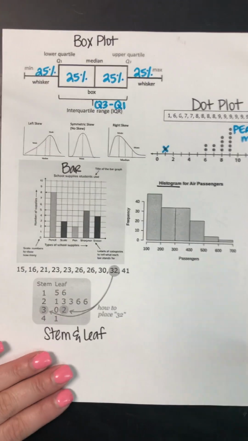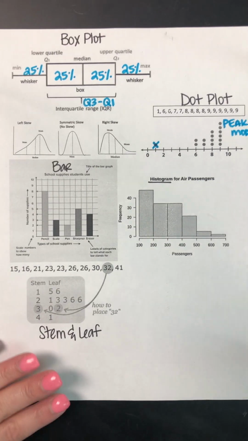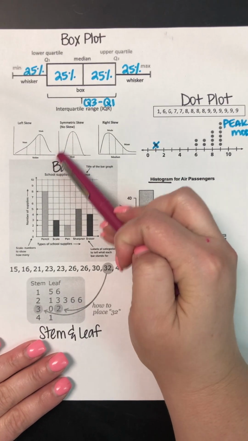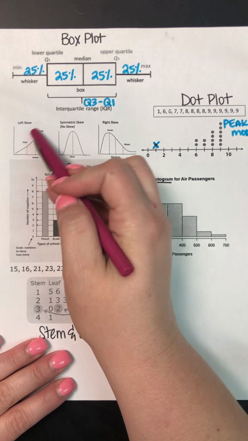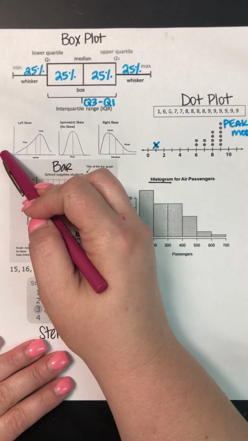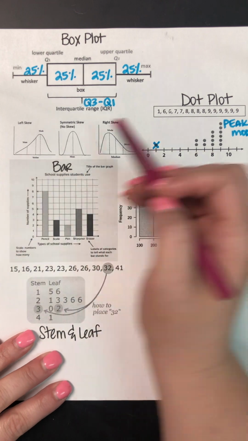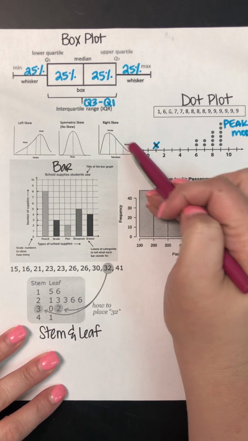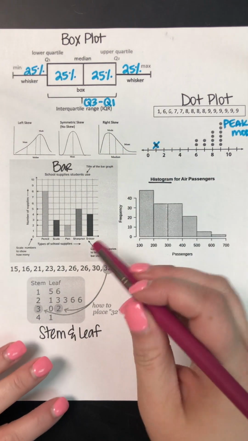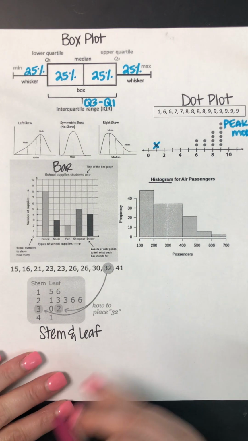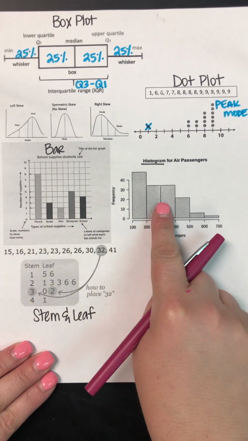Okay, all right, so that's your quick recap of dot plots. Remember, there's 3 different ways they could be skewed. If they're symmetrical, they're perfectly even. Okay, there's no skew. If they are skewed left, that means the tail of it is longer on the left. And if they're skewed right, the tail of it is longer on the right. Okay, so those are our different skews. And then in the middle, we have bar and histogram.